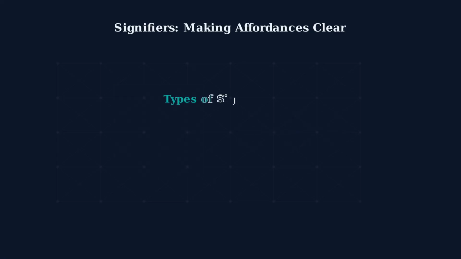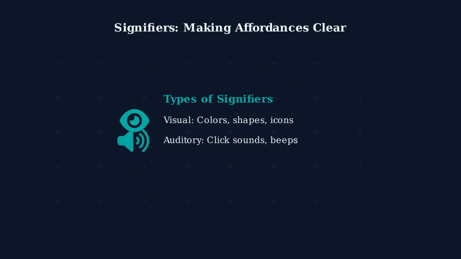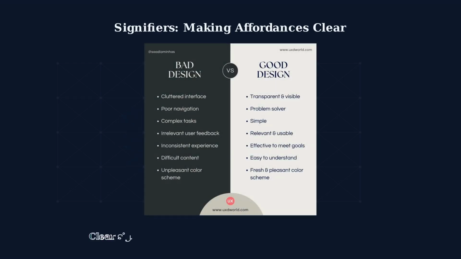But signifiers aren't just visual. They can also be auditory, like the satisfying click sound when you press a button, or tactile, like the vibration feedback on your phone. These multisensory cues work together to create clear communication. The difference between good and poor signifiers can make or break a user experience. Poor signifiers create confusion and frustration, while clear signifiers guide users effortlessly toward their goals.